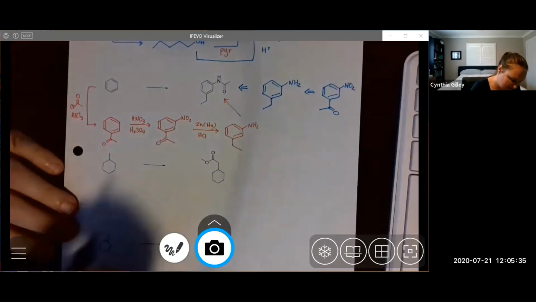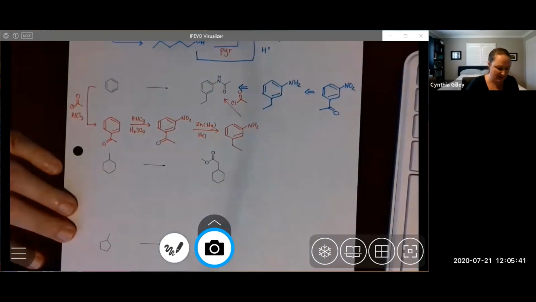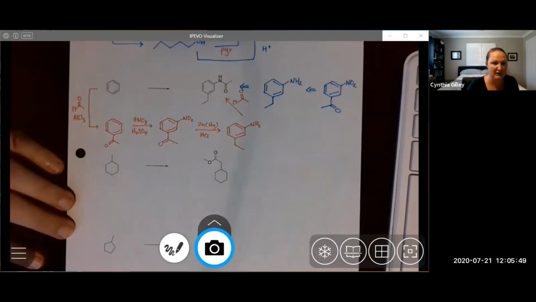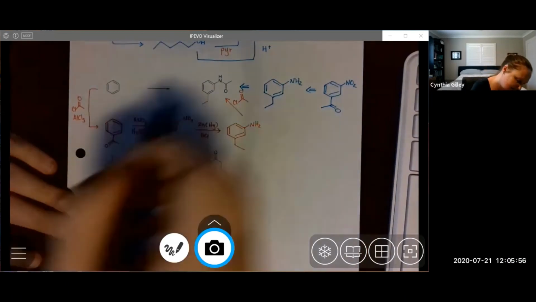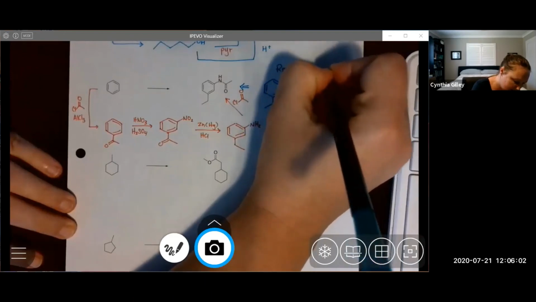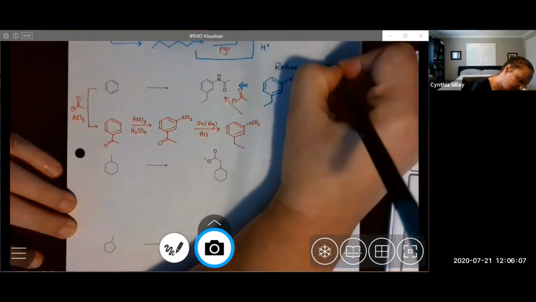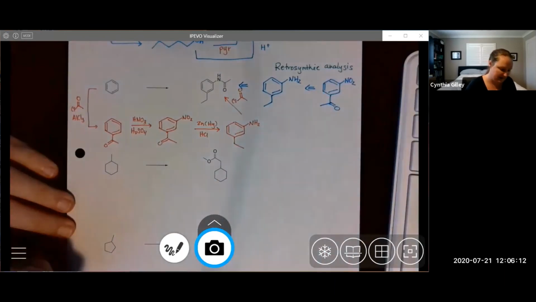So the best is the most reactive of the carboxylic acid derivatives, which would be the acid chloride. Okay, and you could use an equivalent of pyridine if you wanted here as well to act as the base in the reaction. So this was kind of our retrosynthetic analysis, right, that helped us figure out retrosynthetic analysis. I spelled that wrong.